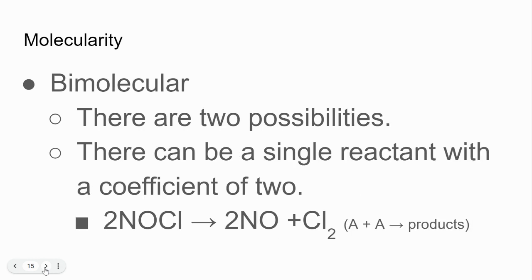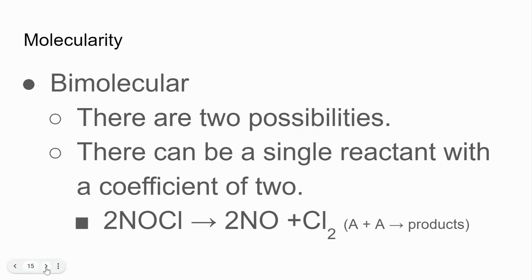In bimolecular, we have two possibilities. We can have a single reactant with a coefficient of 2, as we do here. We only have one reactant, the NOCl. Its coefficient is 2. So the sum is 2. This is sometimes written as A plus A produces products. In other words, 2 molecules of the same reactant collide to produce our one product.